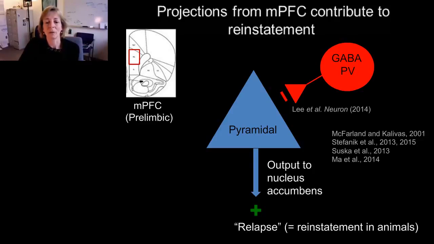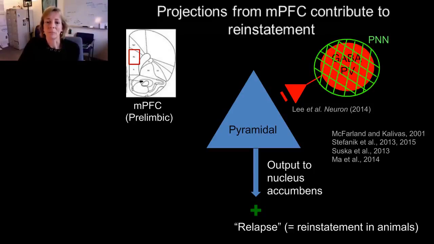Those are very important, again, for relapse, but there's an upstream control of those neurons, and that is by GABAergic interneurons located in the prefrontal cortex. Those contain parvalbumin. They're fast-spiking neurons, and they can powerfully inhibit the output of pyramidal neurons. The reason that we're very interested in these neurons in particular is that 75 to 80% of these GABAergic parvalbumin neurons have perineuronal nets surrounding them.